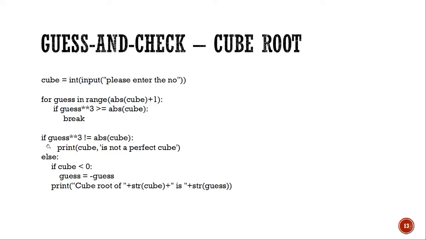After this for loop, we check if the guess cubed is different from the absolute of the cube. Then we say that the value inputted here is not a perfect cube. Else, it means that we could find a value for guess that is a cubic root. If the cube is positive, then guess is the cubic root. If cube is negative, we just change the sign of the guess. And here we print out that the cube root of this input number is the guess.